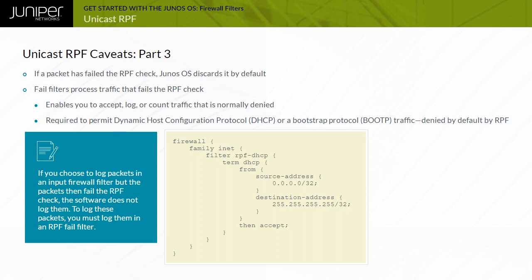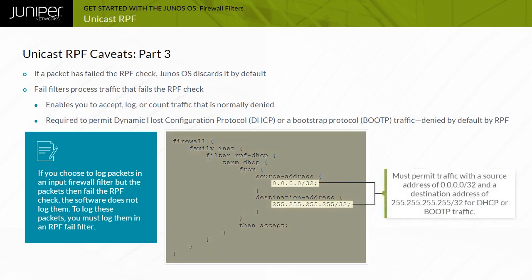On most devices running Junos OS, Dynamic Host Configuration Protocol, or DHCP, and Bootstrap Protocol, or BootP, requests fail the RPF checks. To enable these requests, you must configure a fail filter that permits traffic with a source address of default and a destination address of 255.255.255.255. This code shows a sample fail filter to include DHCP and BootP requests.